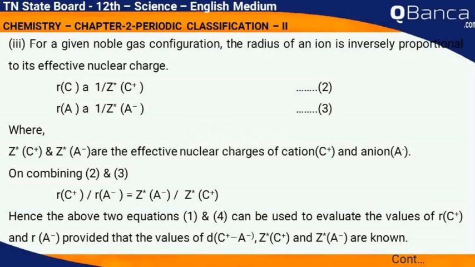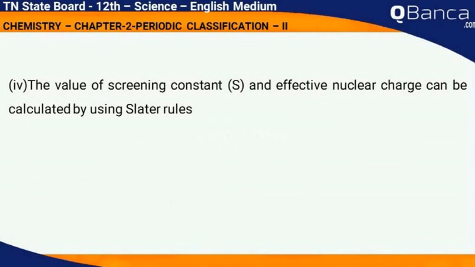Hence, the above two equations can be used to evaluate the values of R of C+ and R of A-, provided that the values of d of C+A-, Z star of C+ and Z star of A- are known. The value of screening constant S and effective nuclear charge can be calculated by using Slater's rules.